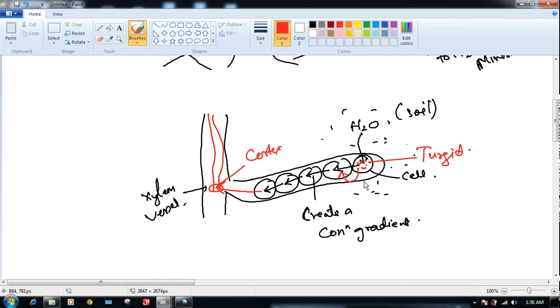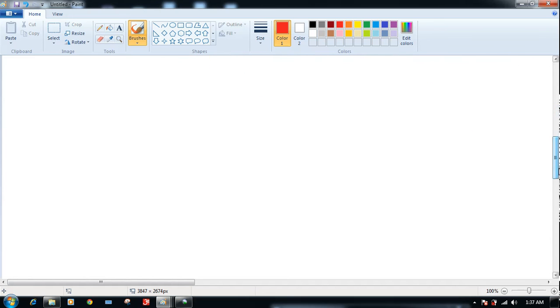Now, so this water will reach here. After that, the pressure is created, because now all the cells are taking the water from the adjacent cell. So the gap is created. To fulfill that gap, the water is continuously coming inside the root by the process of osmosis, and the pressure is created in the root by which the water is pushed in the xylem vessel. So let me draw one more diagram so it will be clear.